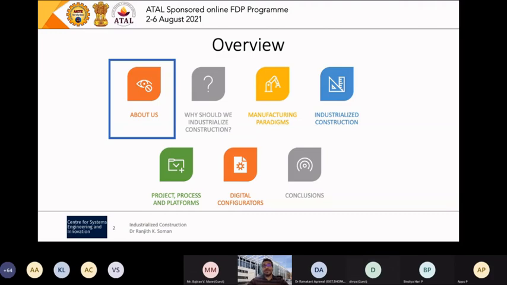So third, we will be discussing some of the manufacturing paradigms. We are doing this manufacturing section because there are a lot of similarities between manufacturing in the 1900s and the traditional construction methods that we are seeing right now. Then we go deep into industrialized construction, what projects, processes and platforms are, a little bit into digital configurators, and finally a conclusion.